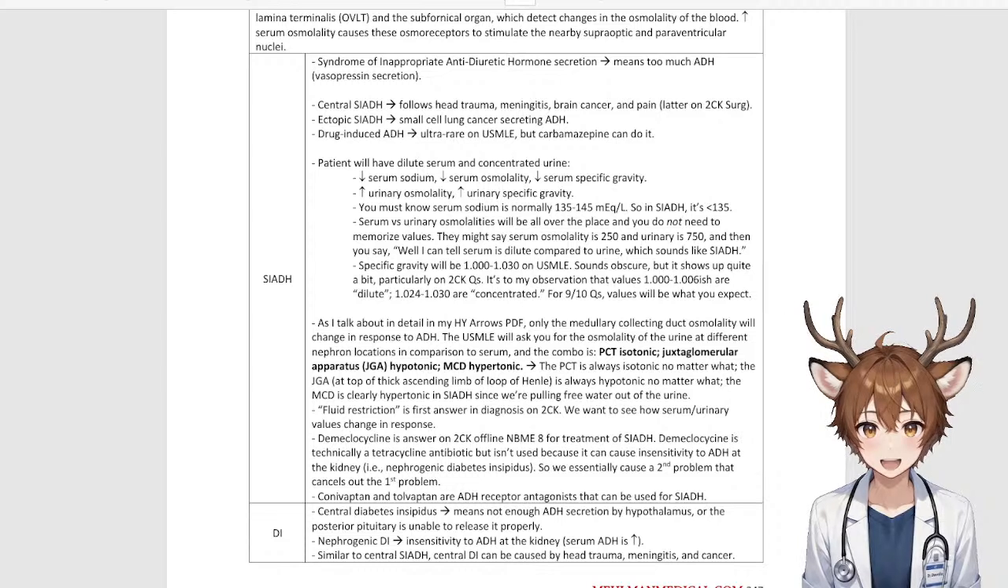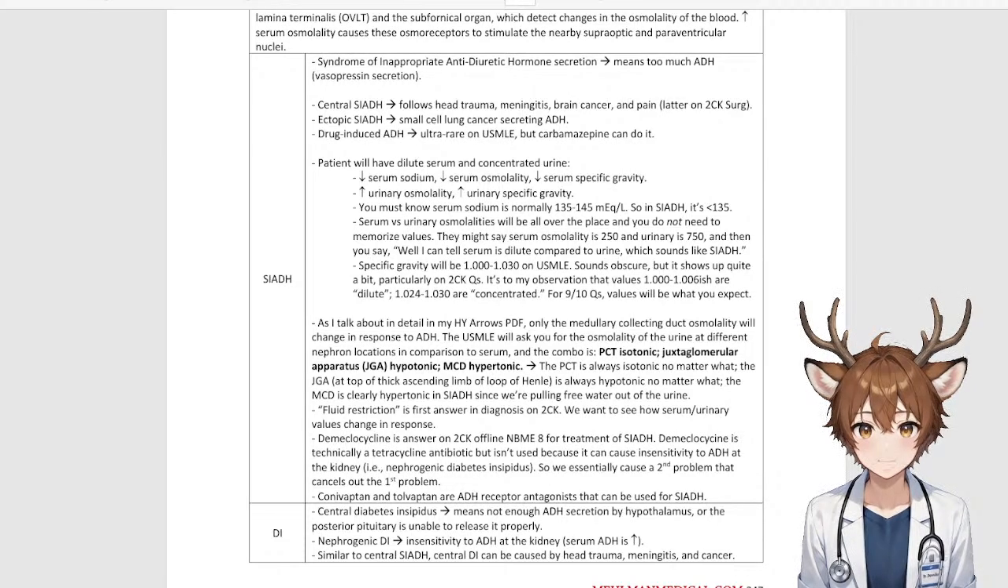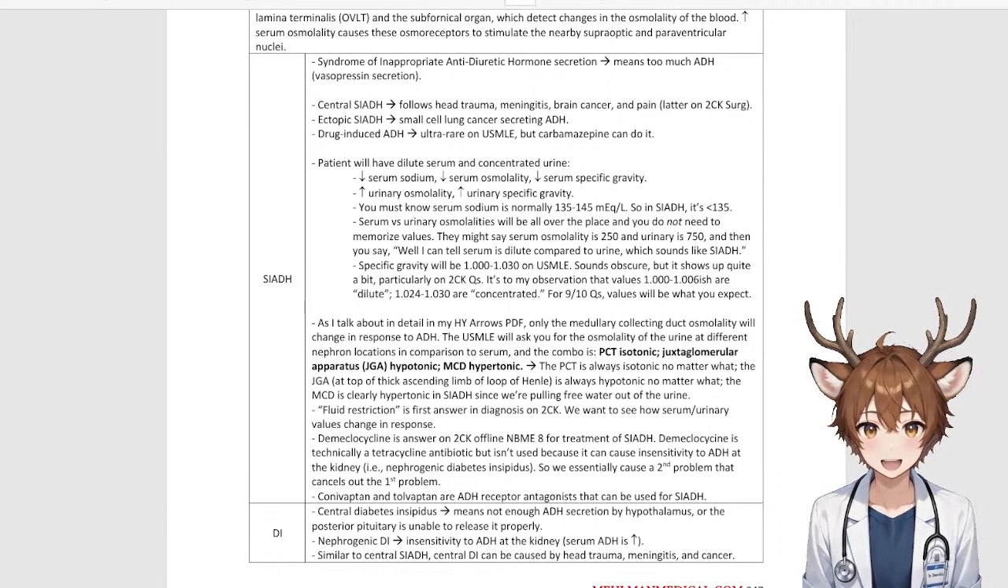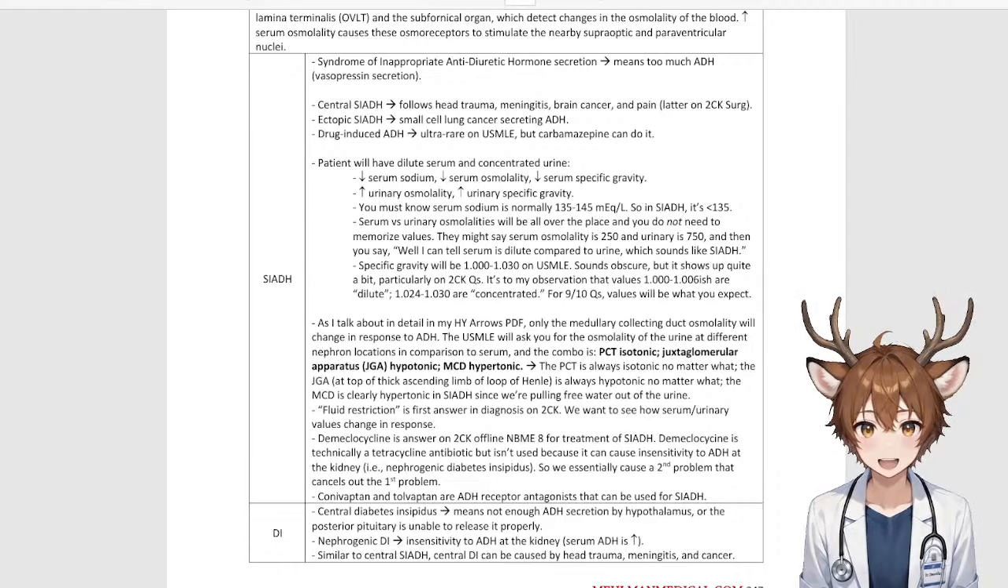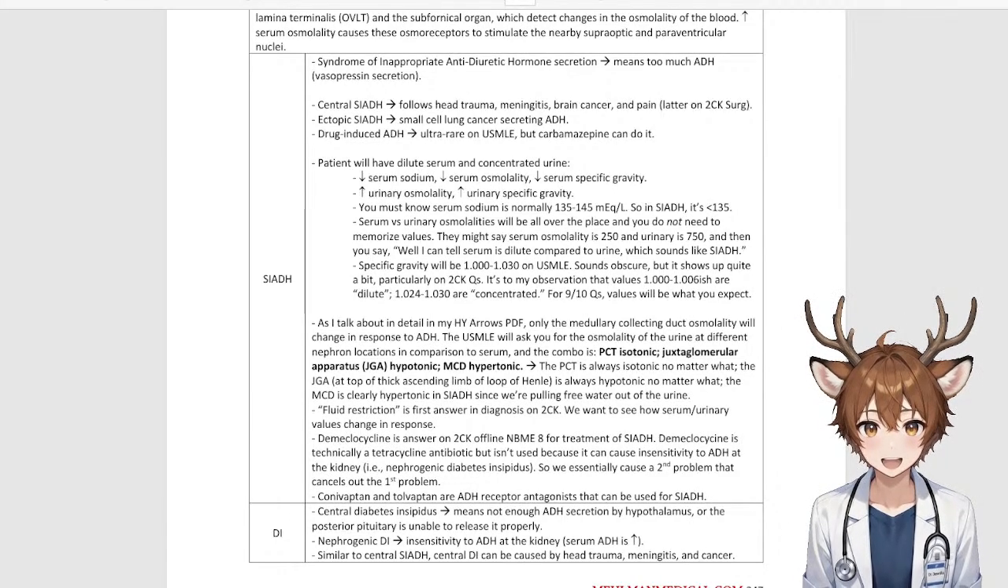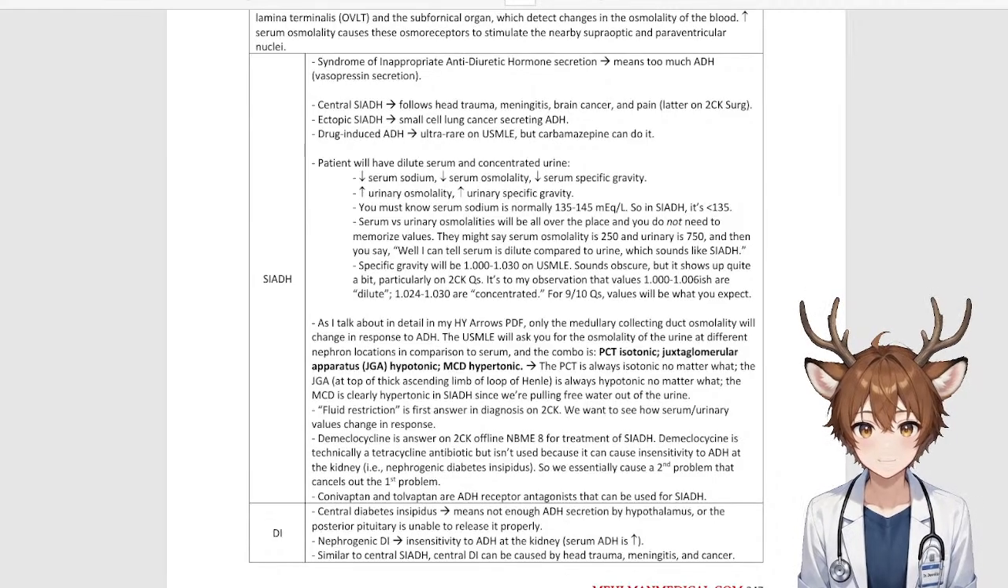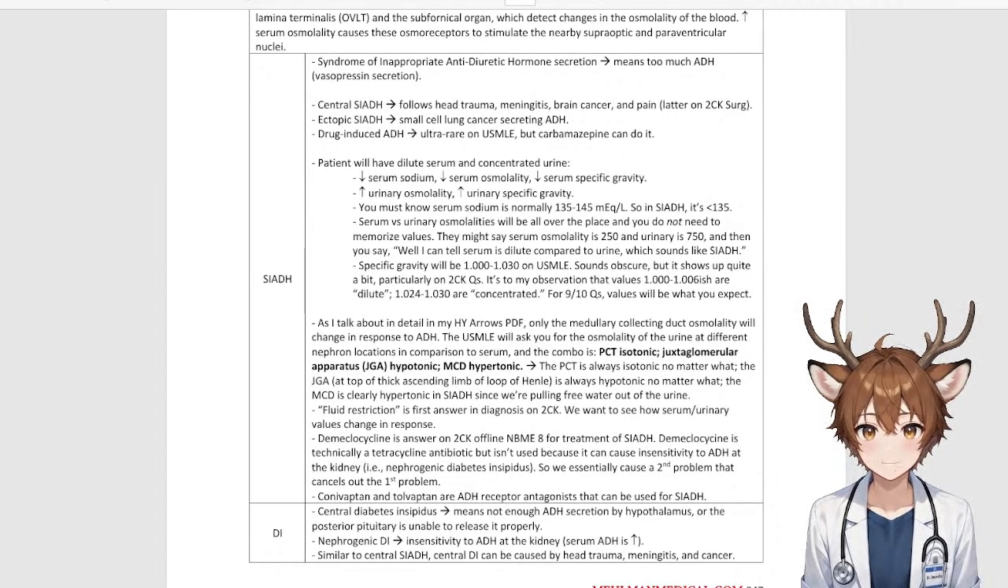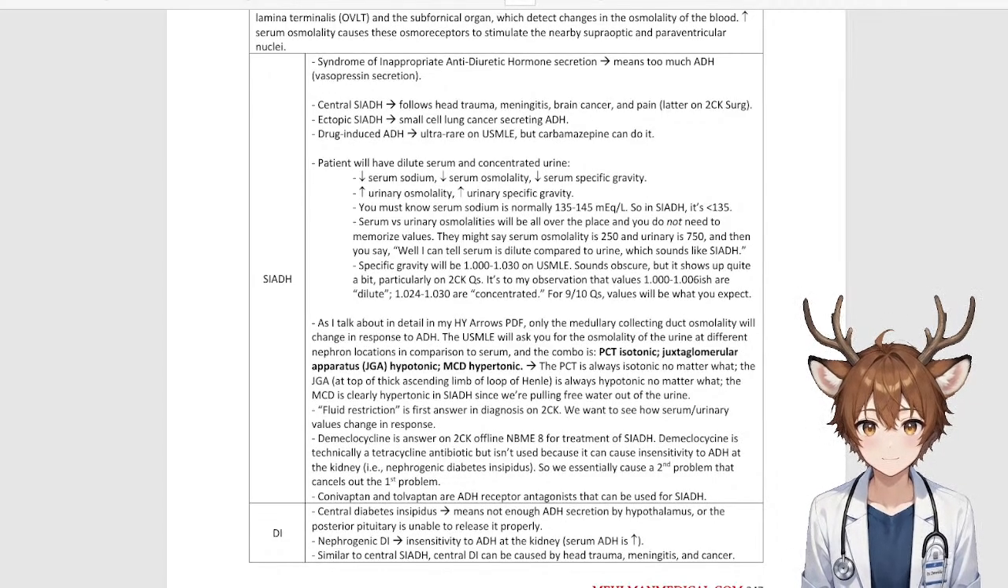It's my observation that values 1.000 to 1.006-ish are dilute, and 1.024 to 1.030 are concentrated. For 9 out of 10 questions, values will be what you expect.